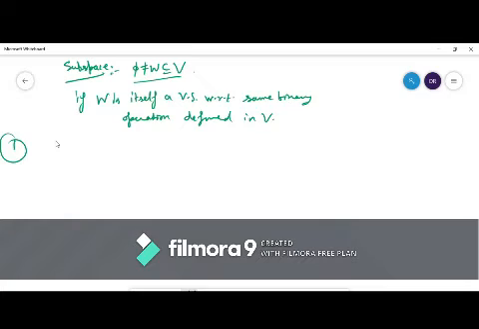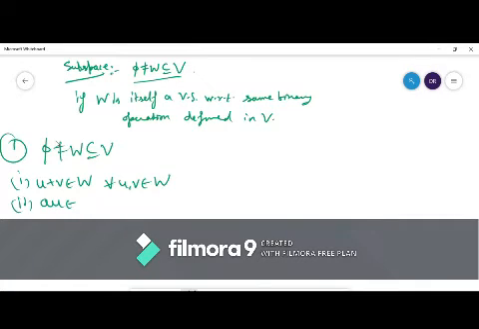First, if W is a non-empty subset of V and first one is u plus v belongs to W for all u and v belongs to W, and second, au belongs to W for all a belongs to F and u belongs to W, then W is a subspace.